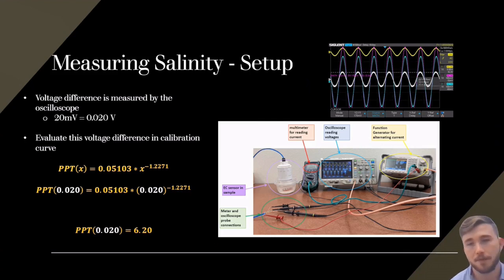In performing this measurement, let's say I were to measure a voltage difference on the oscilloscope of 20 millivolts, or 0.020 volts. Using 20 millivolts and evaluating it in the calibration curve equation, I'm able to predict that the PPT of this unknown solution would be 6.2. So this is just an application of how I've taken my electrical conductivity sensor in conjunction with an oscilloscope to measure voltage difference, and with that voltage difference, predict its corresponding PPT value.